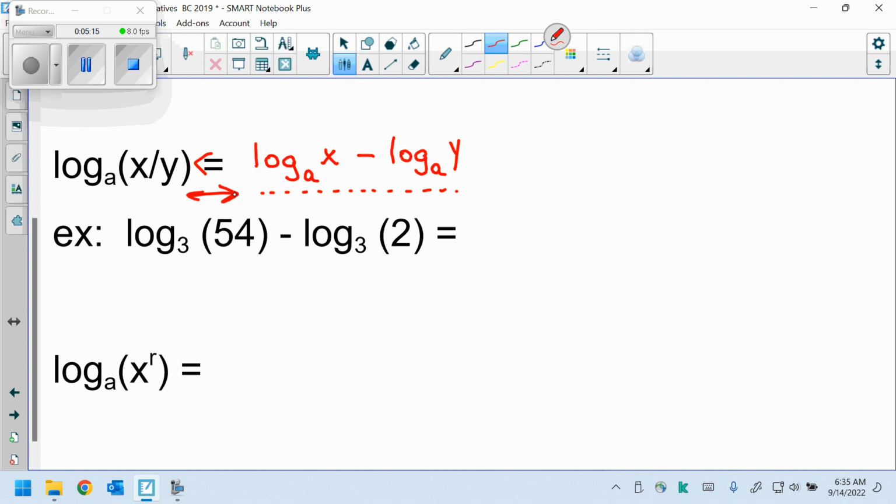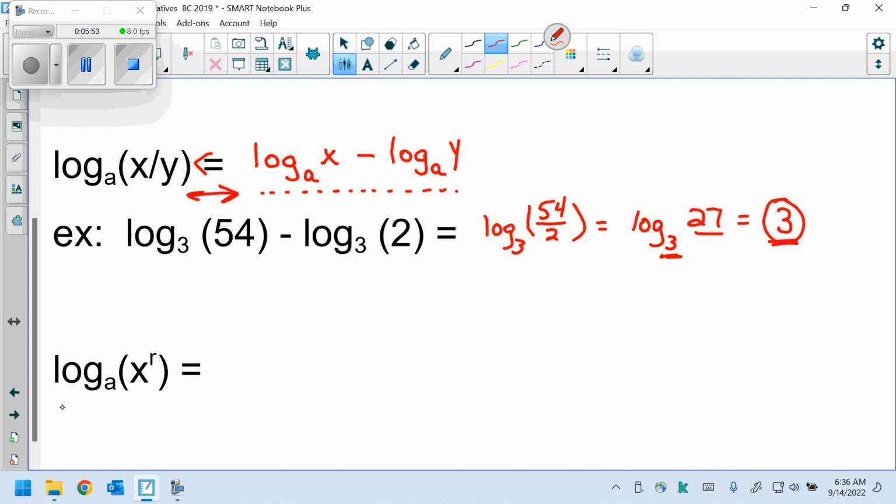So, if we do this example down here, log base 3 of 54 minus log base 3 of 2 is log base 3 of 54 being divided by 2. Or log base 3 of 27, which we know is 3. Because 3 to the third is 27.